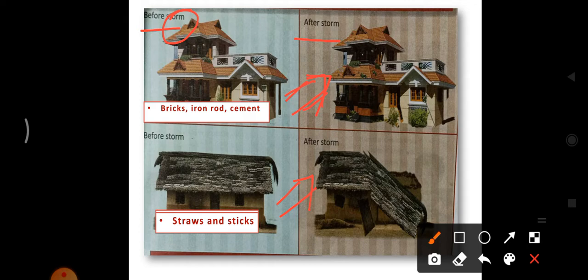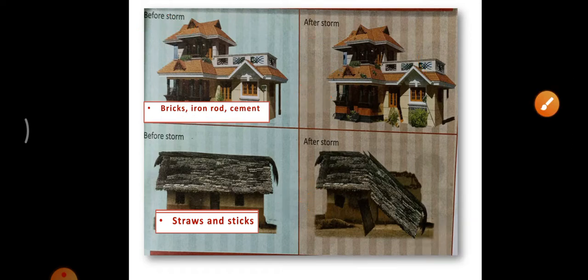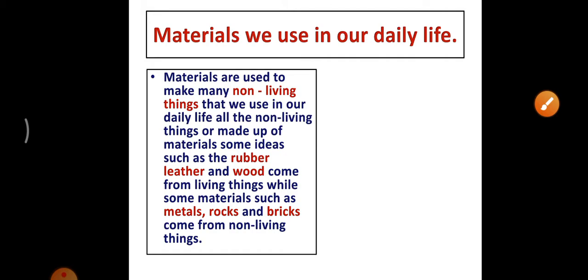So what helped the pakka house to survive the storm? Do you think the materials used to build these houses helped them? Yes, definitely. The materials helped them to remain unaffected. So the materials we use in our daily life, the materials are used to make many non-living things.